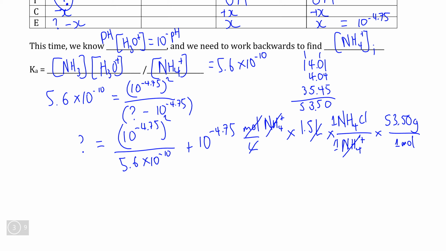And if we put all of this into our calculator, you should find that we get the mass of ammonium chloride that we need to dissolve within 1.5 liters of water in order to end up with a final pH of 4.75. Putting all of this into your calculator and rounding to 2 significant digits, you should find that the quantity we calculate comes to approximately 45 grams of NH4Cl.